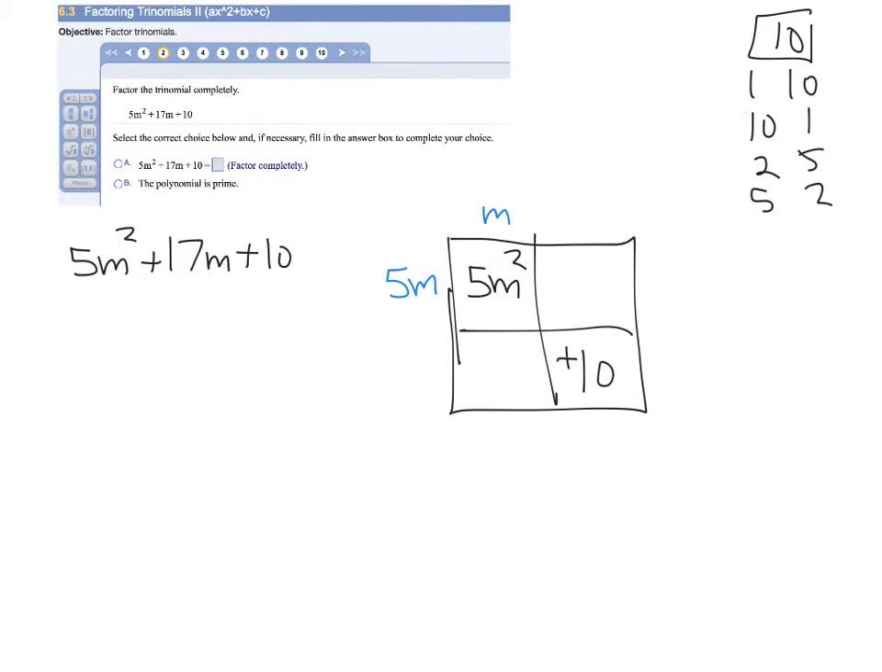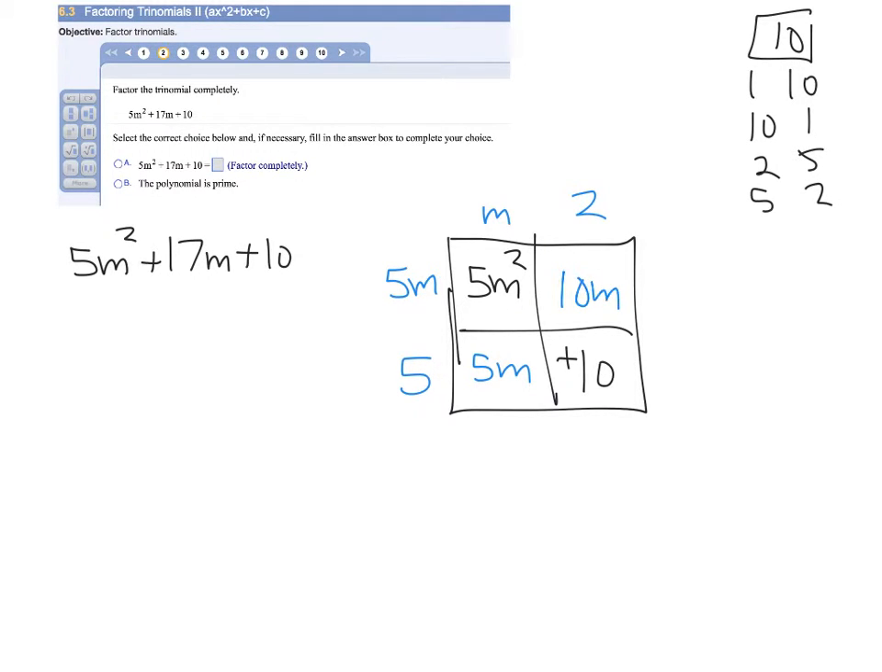All right? The reason I'm writing both of them is because you could have the 2 here and the 5 there, or you could have the 5 here and the 2 there. So it's your choice, right? In fact, let's start with this configuration. All right, let's see if this works. So I'm going to continue it out, 5m, and then right here is going to be 10m.